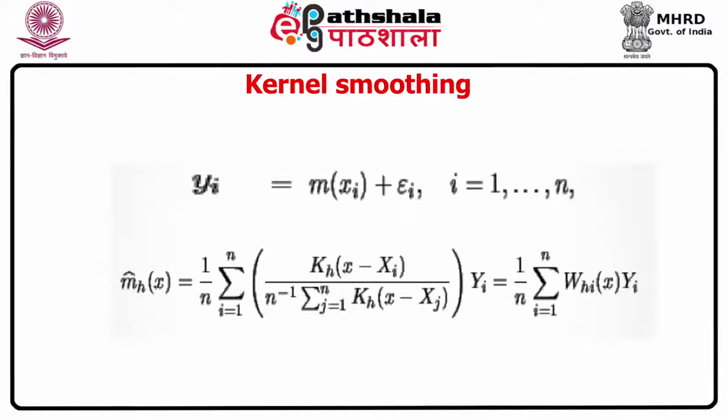A very common choice for the weight is the normal kernel, in which case K_h of x minus x_i would be replaced by the normal density, which is centered at x and has a variance of h. As you know, the shape of the normal density varies with the scale parameter; here h is a parameter which controls the length of the period over which I am taking local averages.